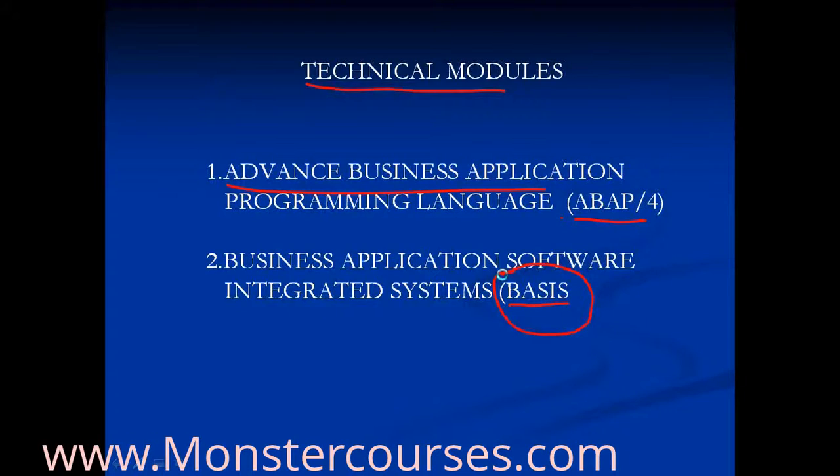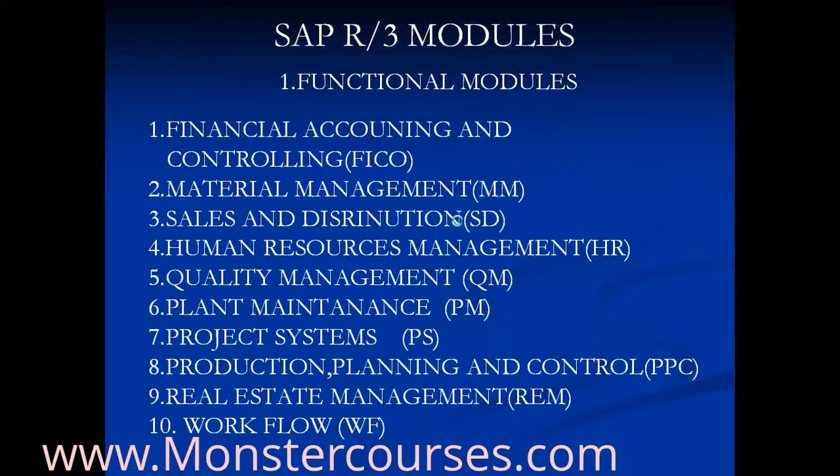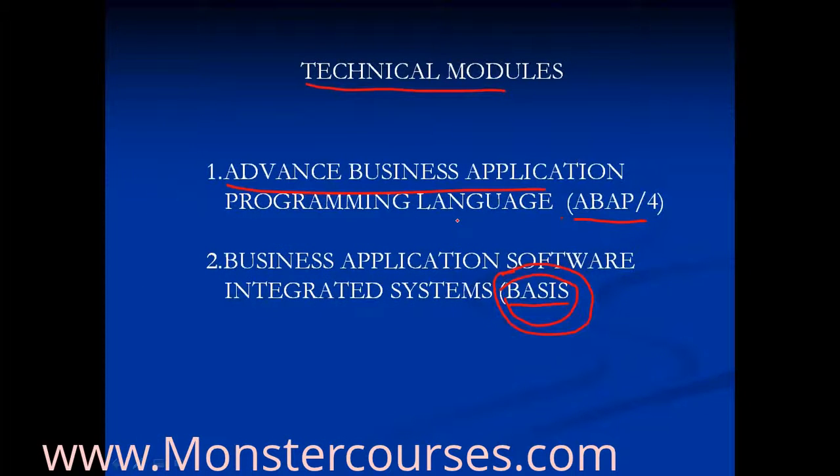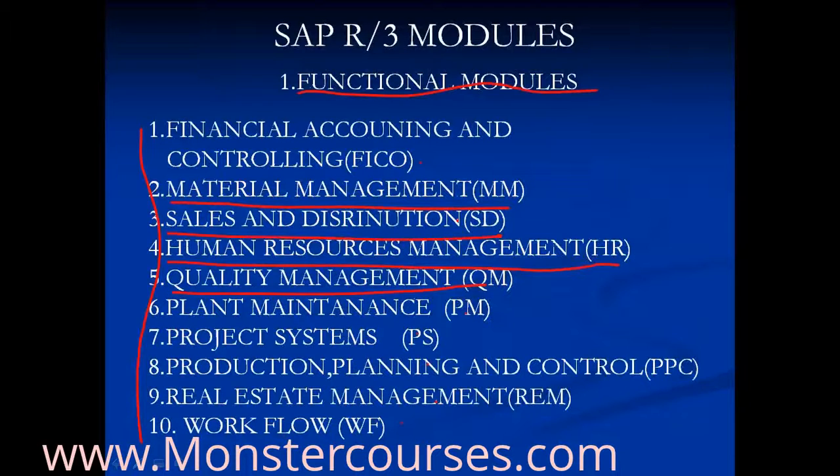So in order to use all the previous softwares, you have to have this BASIS operating system installed in the servers. So these two are called technical modules, and these are called functional modules. Suppose if you want to learn ABAP, you have to have the programming knowledge. And if you want to learn BASIS, you have to have the operating system knowledge and also the networking knowledge.